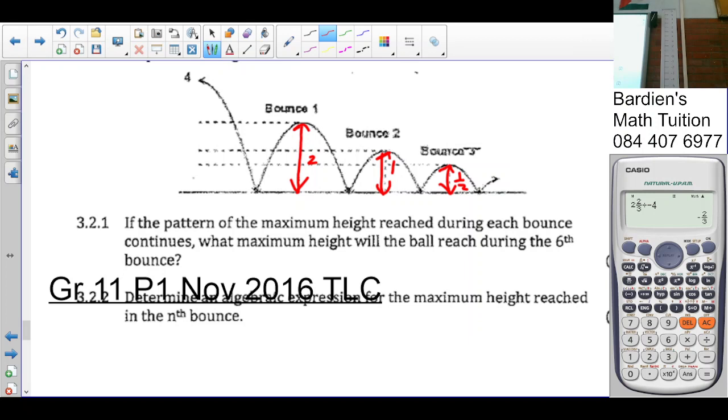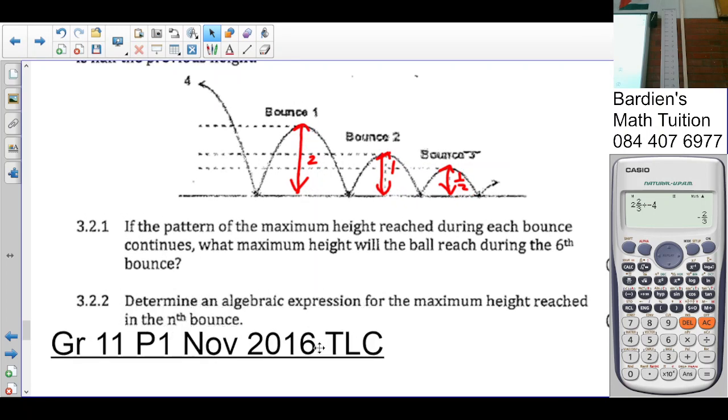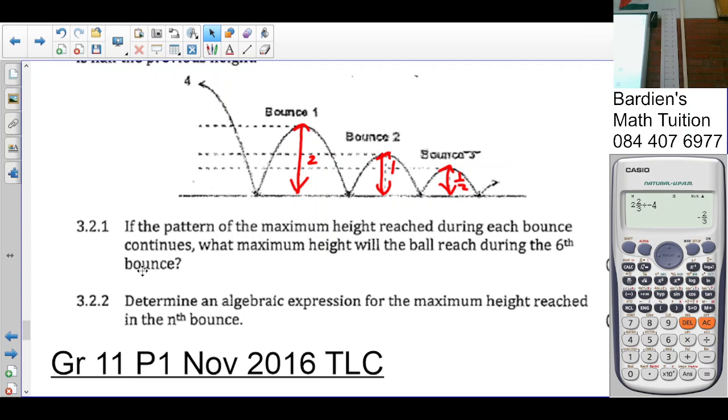Not so? We are told that if the pattern of the maximum height reached during each successive bounce continues, what maximum height will the ball reach during the 6th bounce? So in the first bounce, our number pattern actually starts at 2. Can you see it? Bounce 1 is 2, 1, a half, and so on. So either you extend this pattern by 6 terms, or we go with the formula.